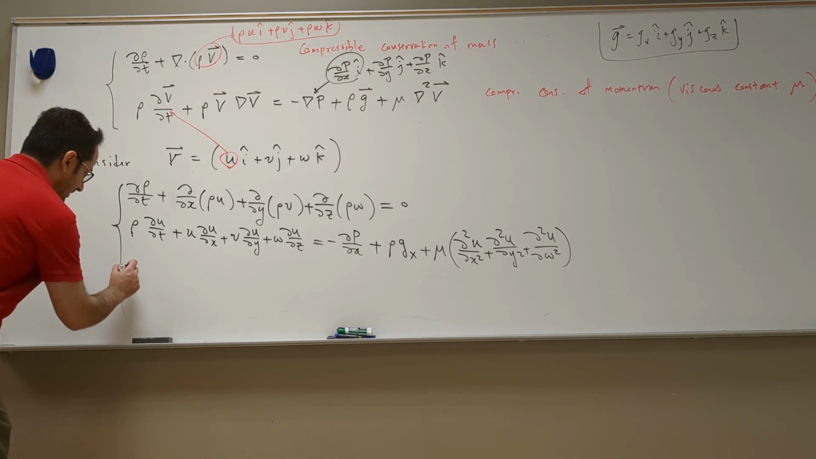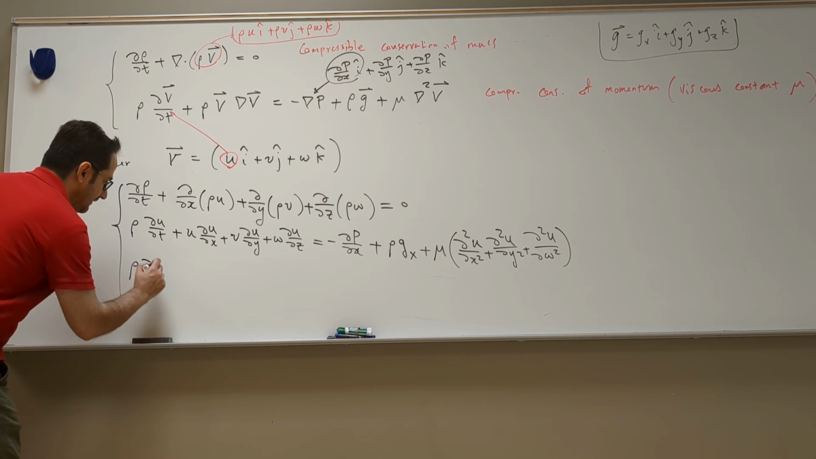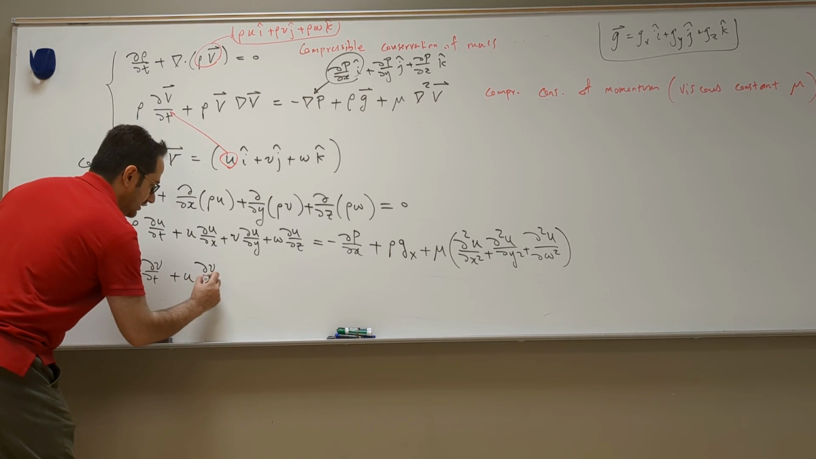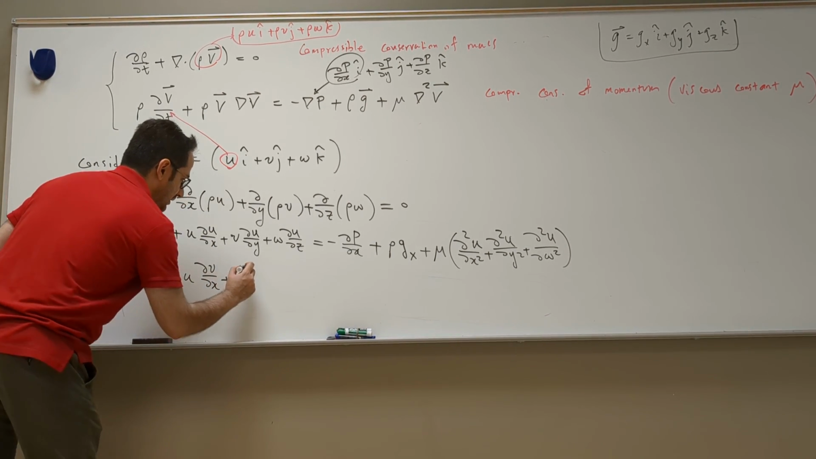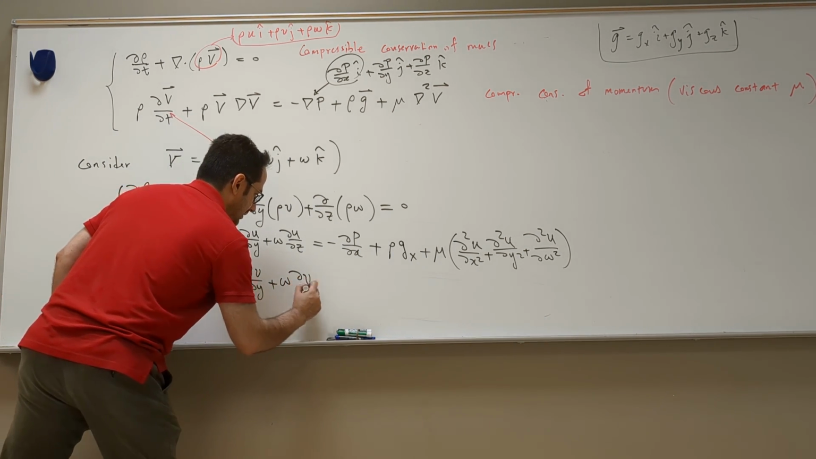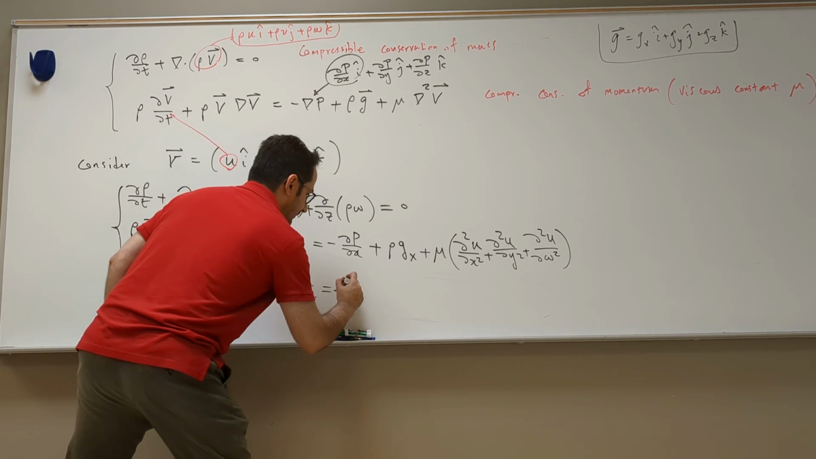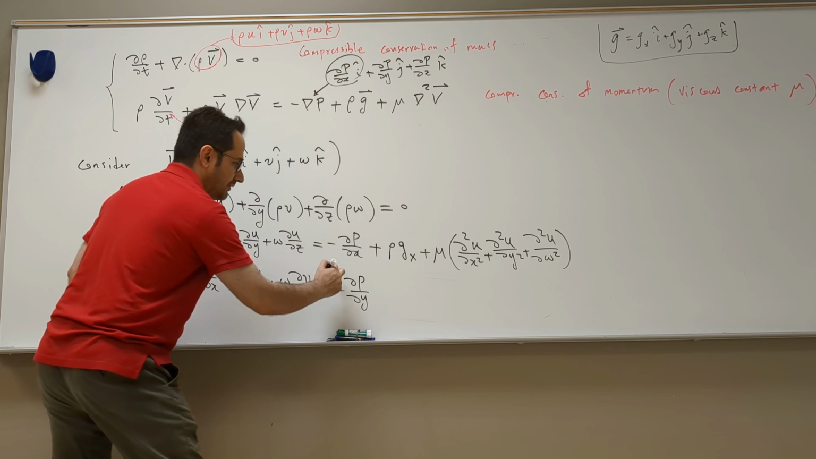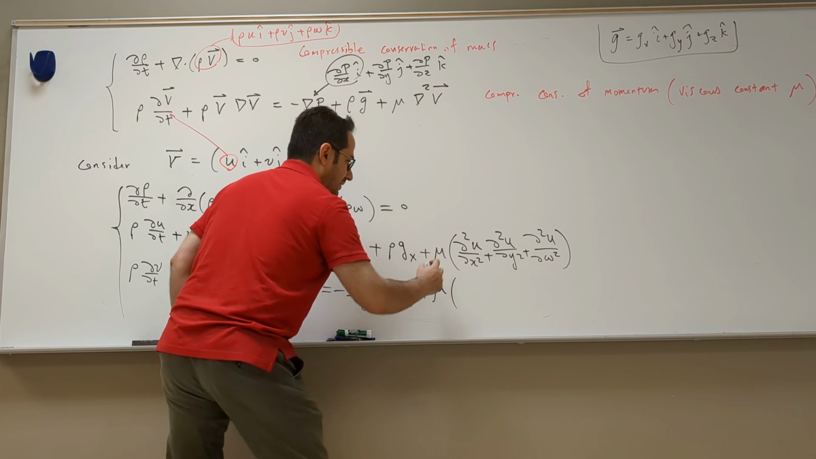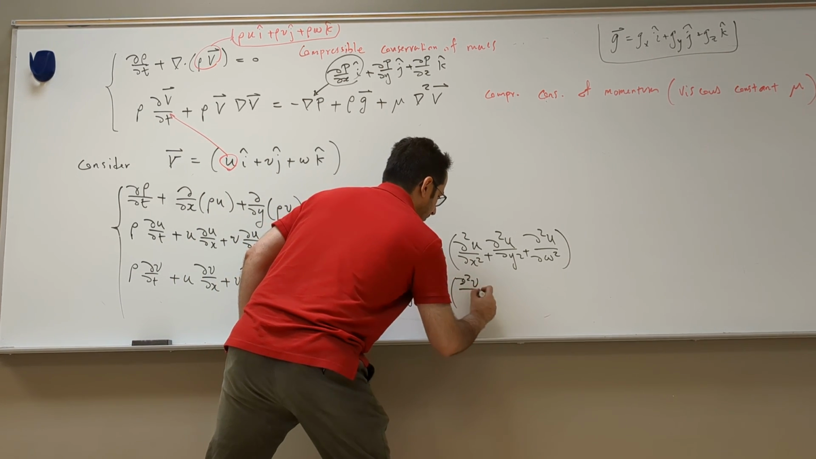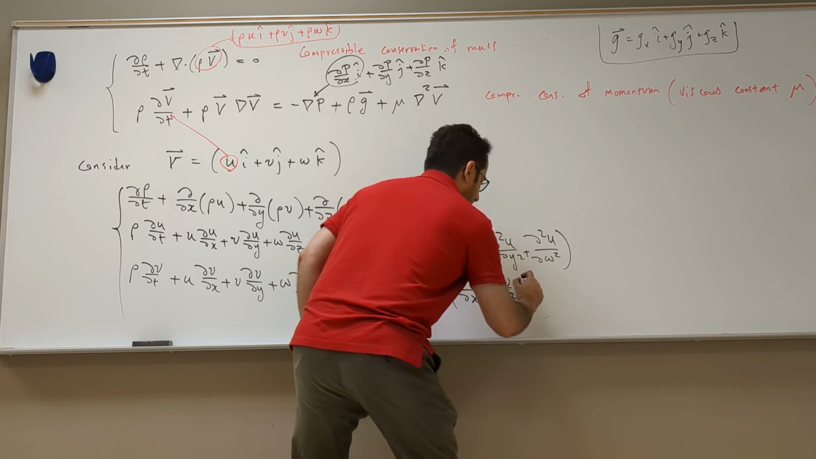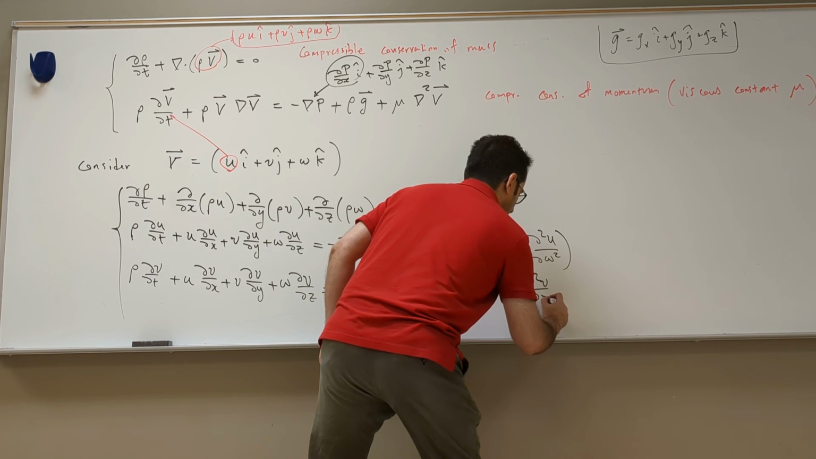Momentum in the y direction. Rho partial t, instead of u you have v, plus u dv/dx plus v dv/dy plus w dv/dz is equal to negative dp/dy plus rho times the y component of g, plus mu, the second derivative of v with respect to x plus the second derivative of v with respect to y plus the second derivative of v with respect to z.